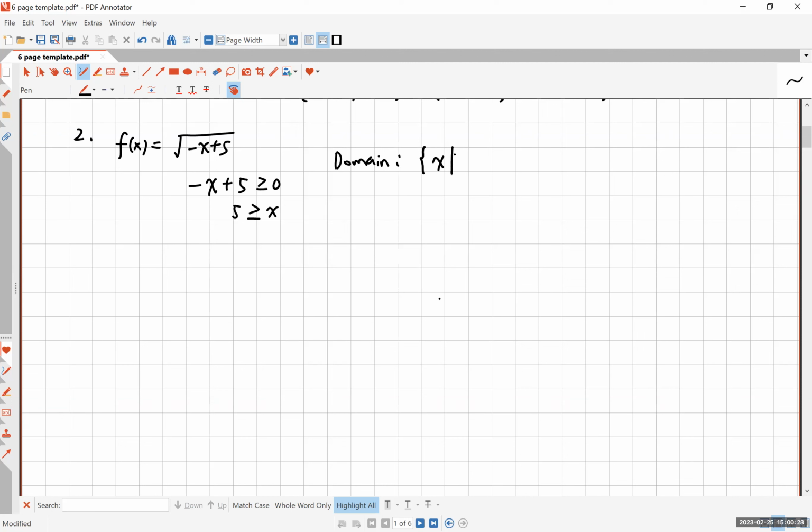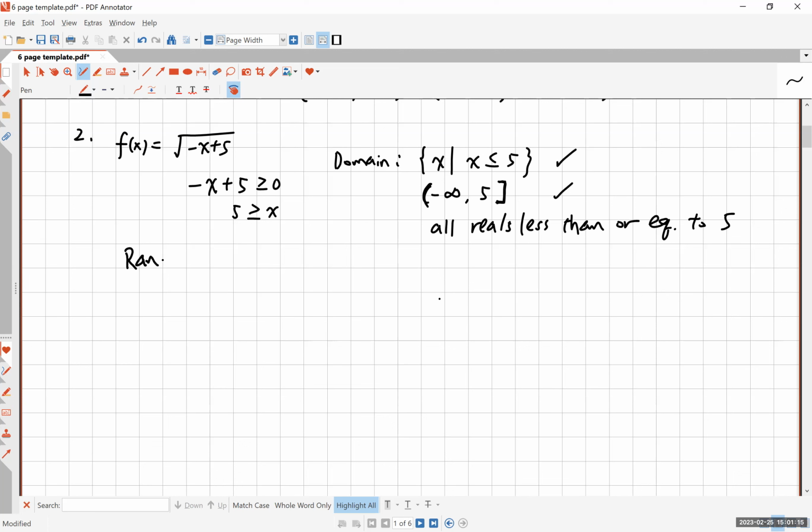You can again use set builder notation, saying the domain is the set of all x so that x is less than or equal to 5. That's certainly fine. You could also say from -infinity to 5, and this time you make sure you use the square bracket to include the endpoint 5, because the square root of 0 is acceptable. You could also say in English, all reals less than or equal to 5. I would not encourage you to do this because it's so wordy, even though it's certainly acceptable. I would prefer this or this mathematical notation.